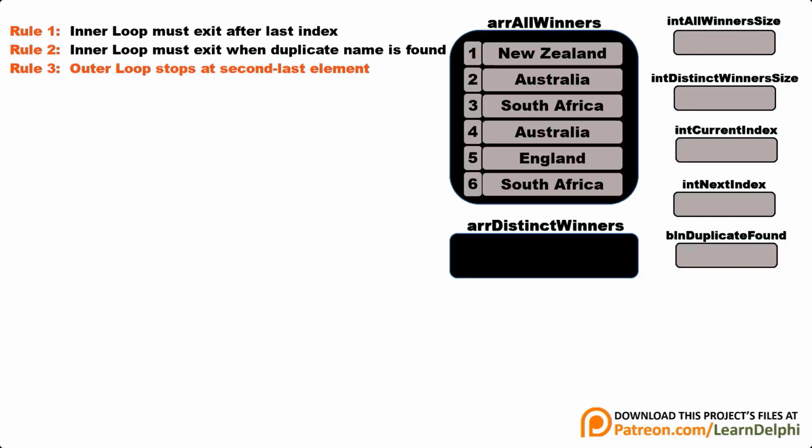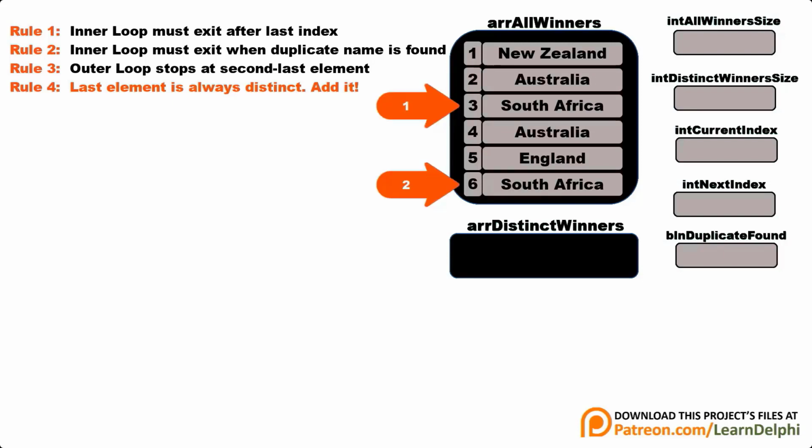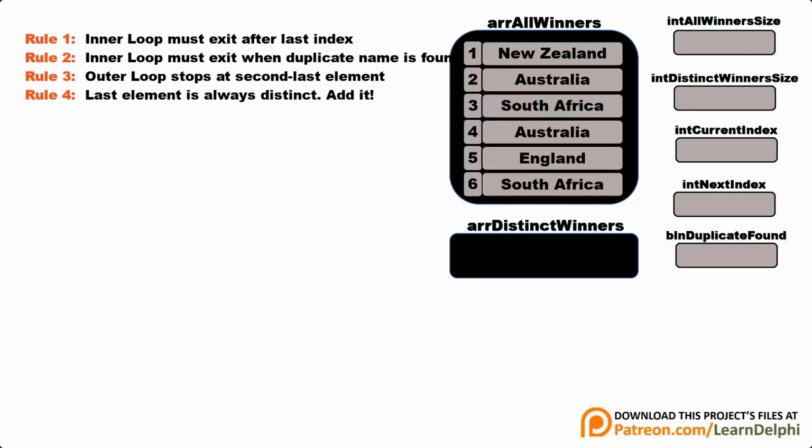Rule 3. The outer loop must only cycle up to the second last element, because there is nothing to compare after the last element. And Rule 4. The last element will always be added to the dynamic array. If the last index is a duplicate, like South Africa in this example, the first occurrence will be ignored. So the last occurrence of the name will always be used if the name is in the array more than once. You will see what I mean when I walk through the algorithm.